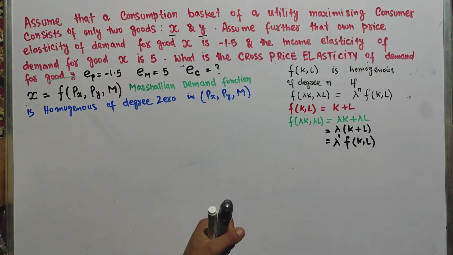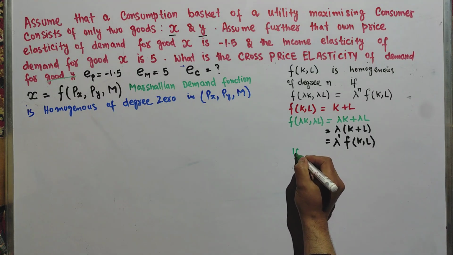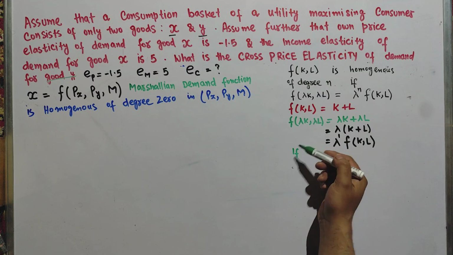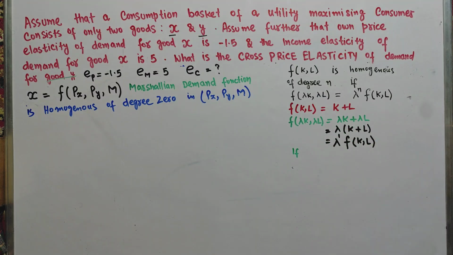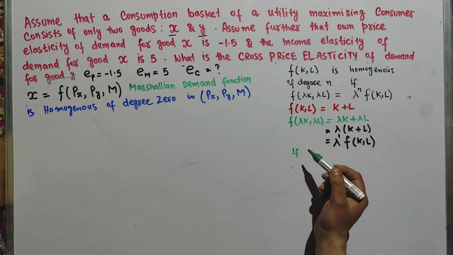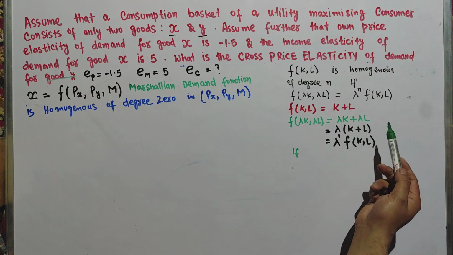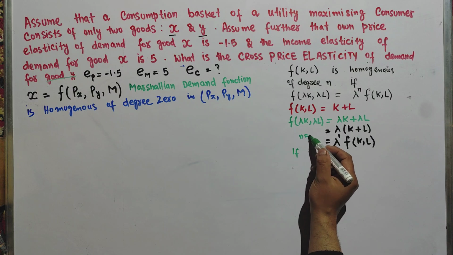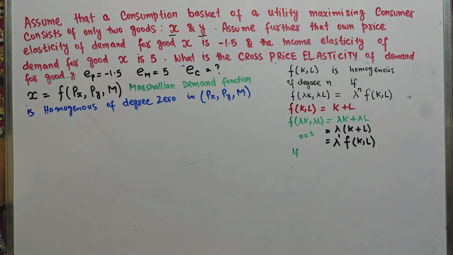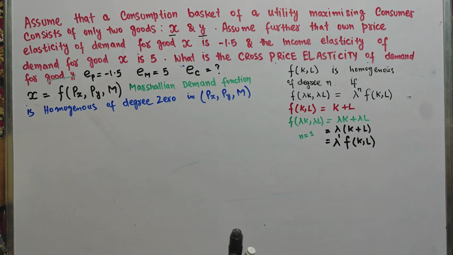So this is a homogeneous function of degree n, and it simply tells us that if we increase capital and labor by the same factor, output will also increase by the same factor. That is, if we double the units of capital and labor, our output will also get doubled, because here the degree of homogeneity is equal to 1. With n equal to 1, homogeneous of degree 1, this function gives us constant returns to scale.